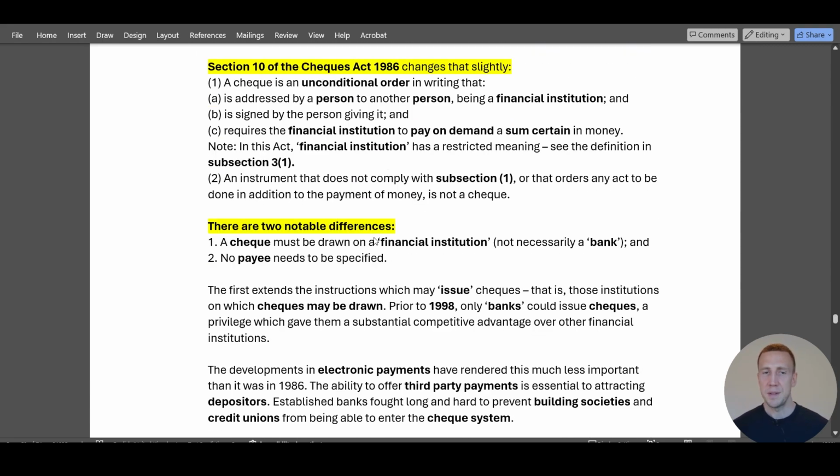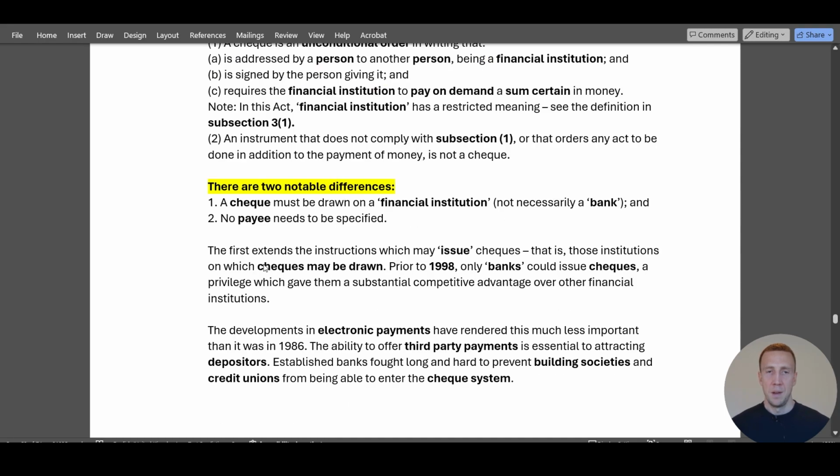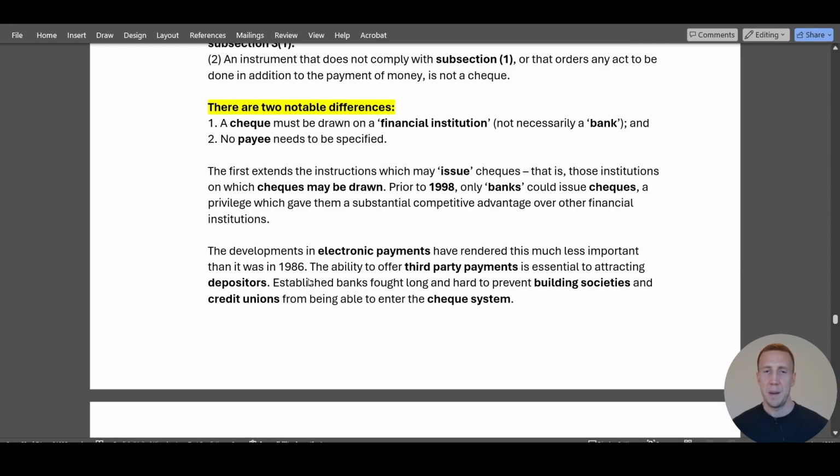So there are two notable differences. One, a check must be drawn on a financial institution, not necessarily a bank, and two, no payee needs to be specified. The first extends the institutions on which checks may be drawn. Prior to 1998, only banks could issue checks, a privilege which gave them a substantial competitive advantage over other financial institutions. The developments in electronic payments have rendered this much less important than it was in 1986.